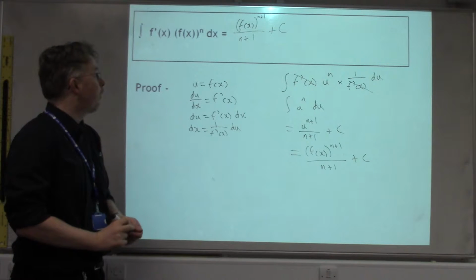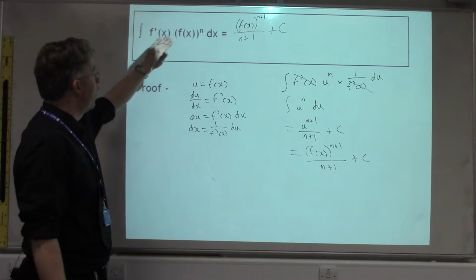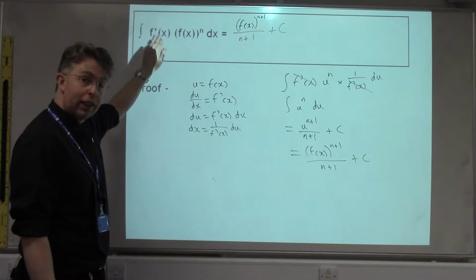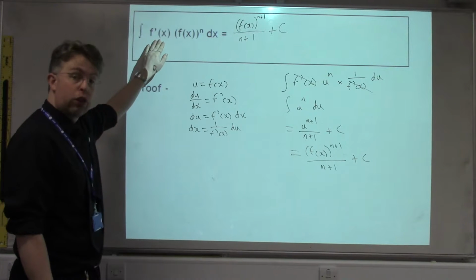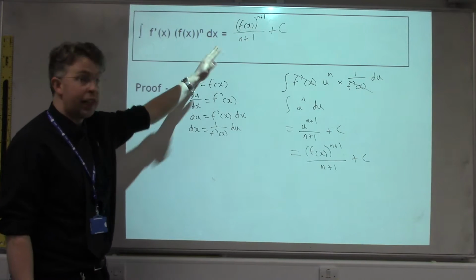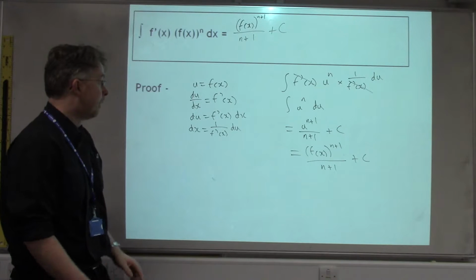So this is a case of looking, if you've got a function to a power, look at the rest of the integral. Is the rest of the integral its derivative? If it is, it's this special case, and you'll be able to apply the formula.